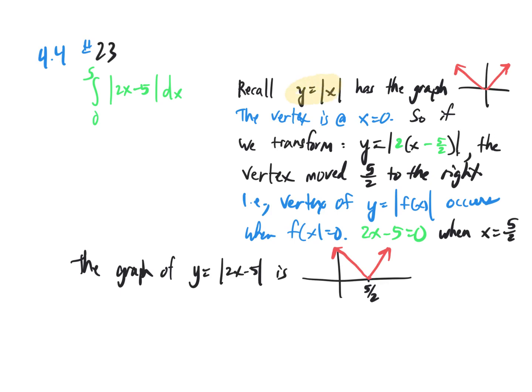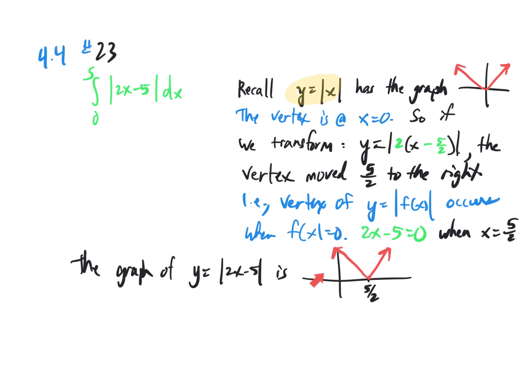Well, recall that the absolute value function is a v-shaped curve whose vertex is at the origin. And so this function is just a transformation of that: 5/2 to the right. And this is a horizontal compression by a factor of 1/2, so it's going to be steeper. Anyway, this means the vertex is just 5/2 to the right, like this.